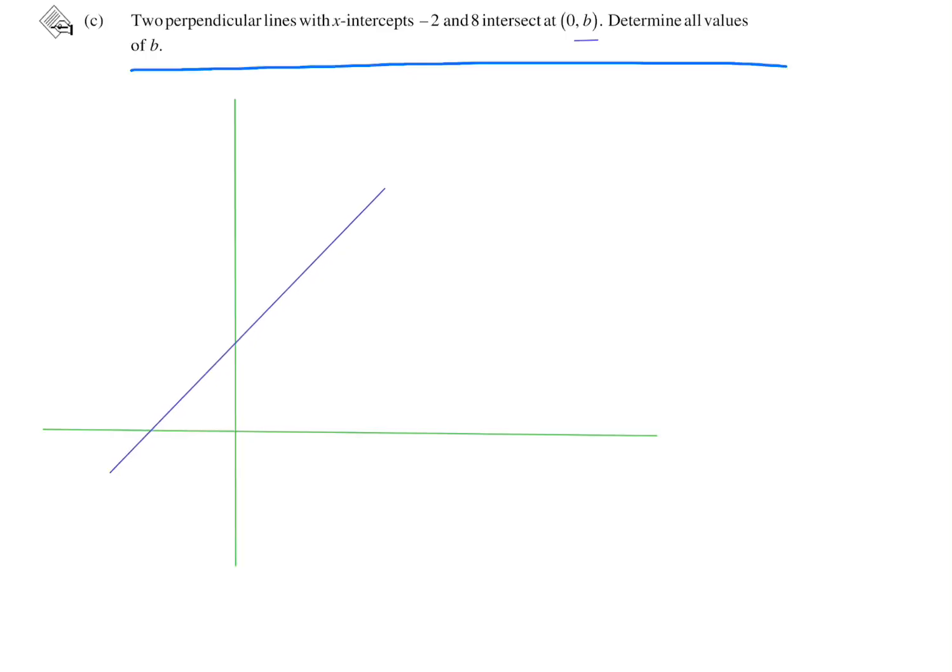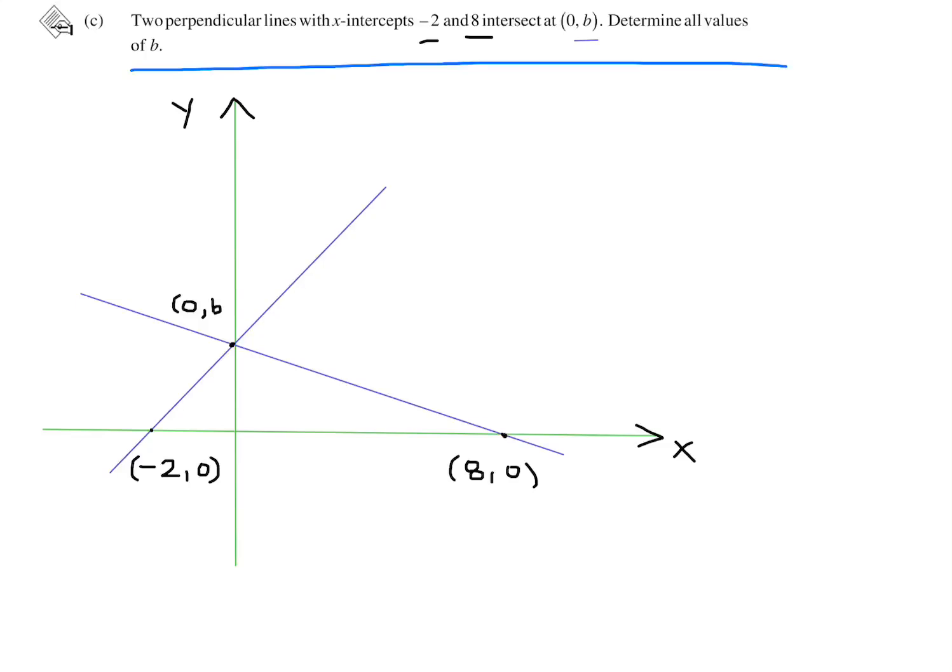So we'll draw one line like that, and we'll draw another line like this. Okay? And let's start labeling this graph. This point here is minus 2, 0. They've told you that it has an x-intercept of minus 2. So that means where it crosses the x-axis. And then the other x-intercept is here, which is 8, 0. And that's also directly from the question. And they intersect each other, these two lines, at 0b, right here. 0b. So b is on the y-axis.